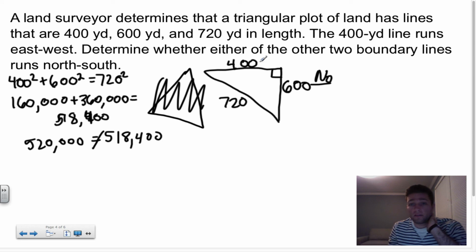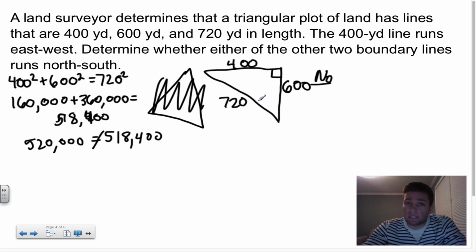Okay, the other boundary lines can't run north to south because that would form a right angle, and that would be a right triangle. And these values, although they might be triangular, are not going to be a right triangle. So this is an example of how you could see this in a word problem.